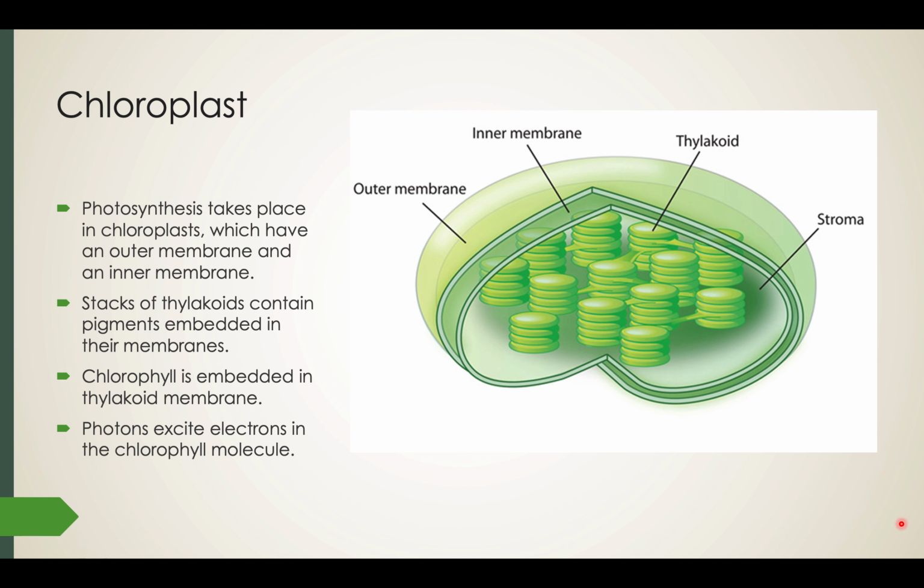Some of the notes that I have here: the chloroplast has an outer membrane and an inner membrane. Inside the inner membrane, like we said, are stacks of flattened discs called thylakoids. The actual stack itself, a stack of thylakoids, is called a granum. Chlorophyll is within the thylakoid membrane. Green plant parts perform photosynthesis within the chloroplast, which is this whole thing.